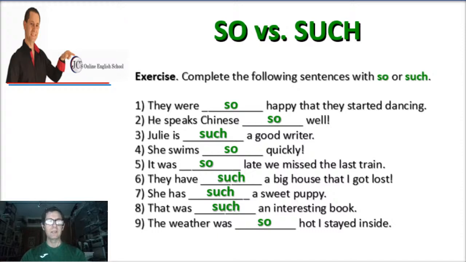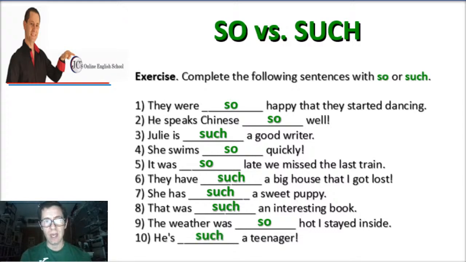Very good. Okay, and number 10. He's a teenager. Difficult age, teenagers, difficult age. So there is the letter A or A. He's a teenager. So what is the correct answer for number 10? Because you have a or an, in this case A, the correct answer is such. Okay, he's such a teenager.